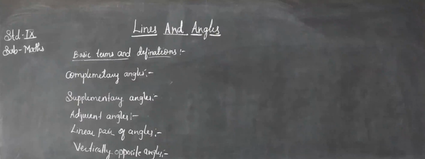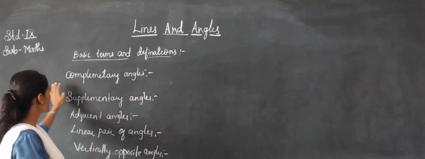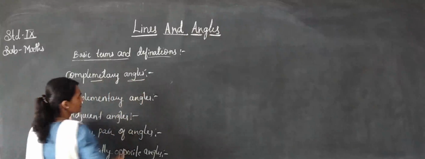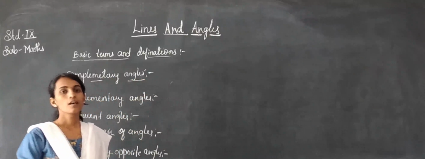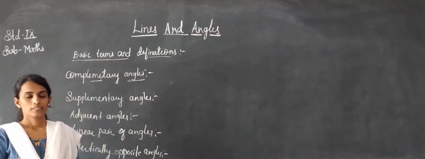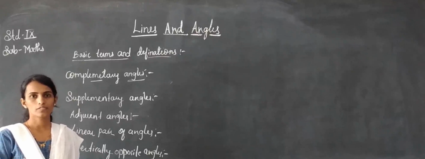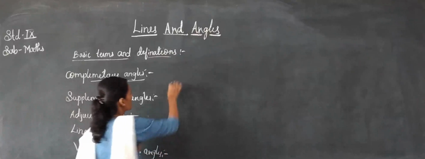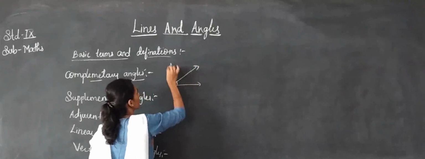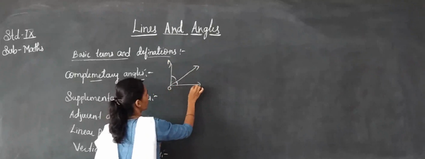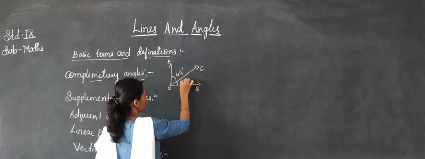So now some more important types of angles here. The first one will become complementary angles. Which type of angles are these? These are complementary angles. So angles where the sum of two angles is 90 degrees, those angles we call complementary angles. For example, angle AOB and this is C. 45 degrees plus 45 degrees.